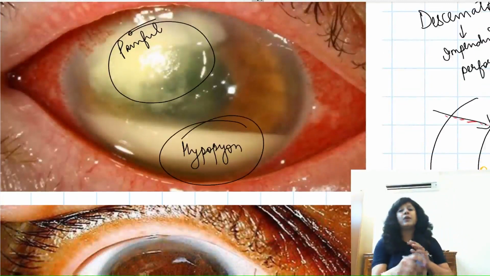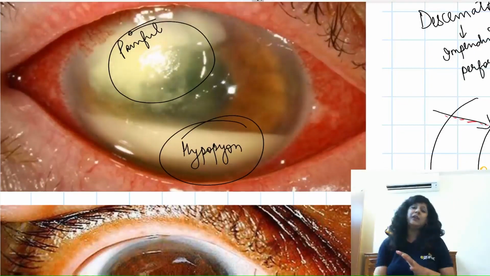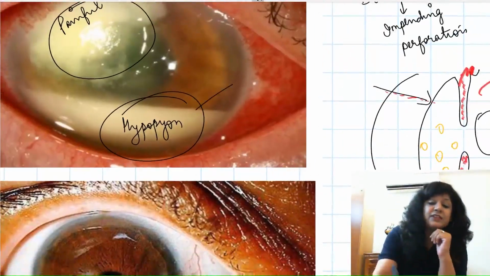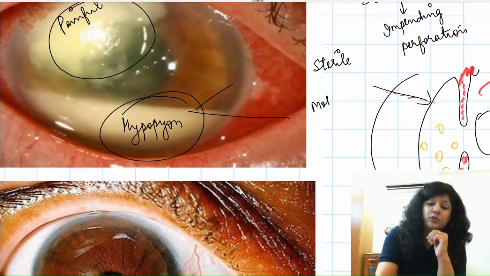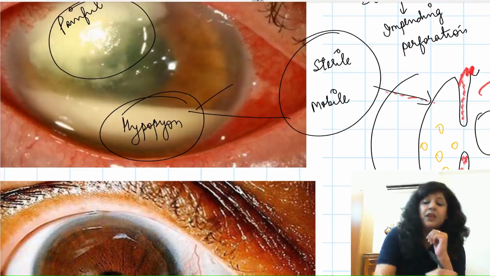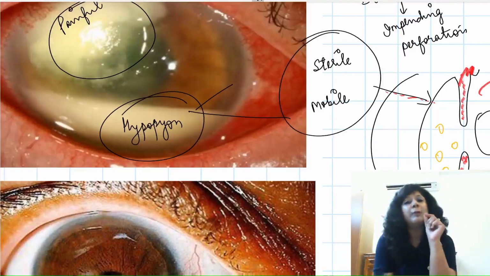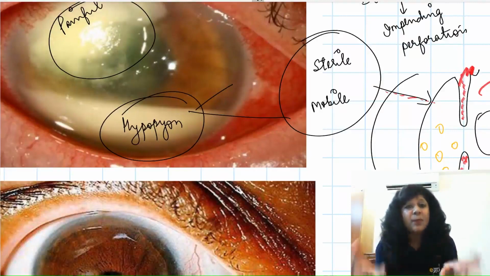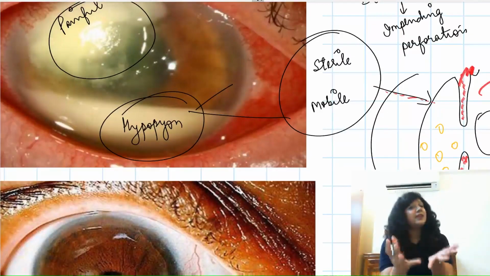Now there are two important things about this hypopion. The hypopion which is found in the bacteria is always sterile and always mobile. There are two important things that we are getting here. The hypopion of the bacteria is always sterile and always mobile. The reason is the same, that it does not have the hyphae. Bacteria does not have anything by which it can penetrate inside these pus cells or the exudates. That is why it is mobile also, and it is sterile also.